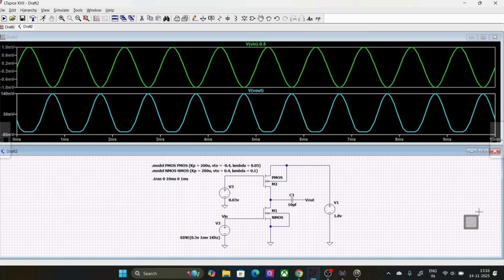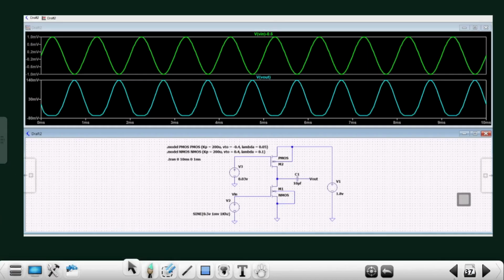Hello engineers, welcome to the new video of the course, and in this particular video we are going to understand how exactly this shift in the biasing point, that is Vbias, changes the output signal. That means the output signal, you see, it is completely distorted, right? The lower part of the signal is clipped. We are going to see the reason behind it.